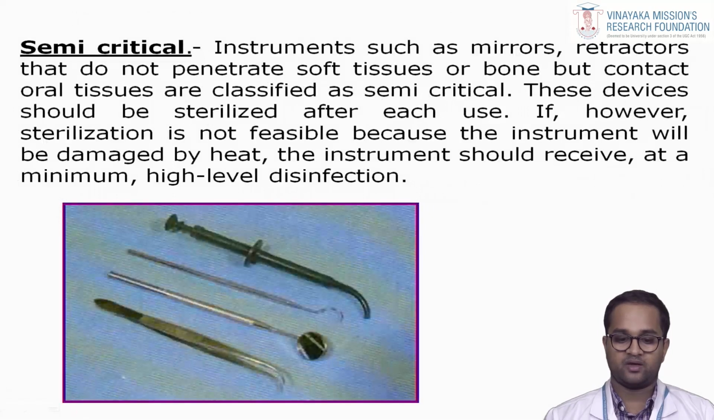Coming to semi-critical, instruments such as mirrors, retractors that do not penetrate soft tissue or bone but contact oral tissues are classified as semi-critical. These devices should be sterilized after each use as well. However, if sterilization is not feasible because the instrument will be damaged by heat, the instrument should receive at least a minimum high-level disinfection.